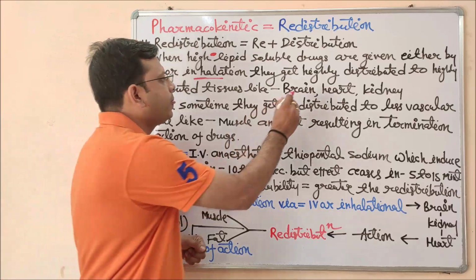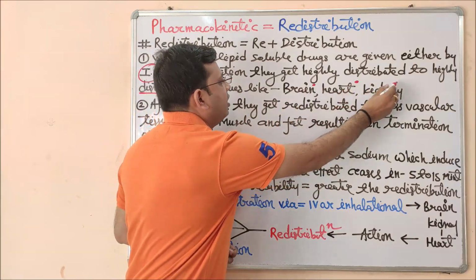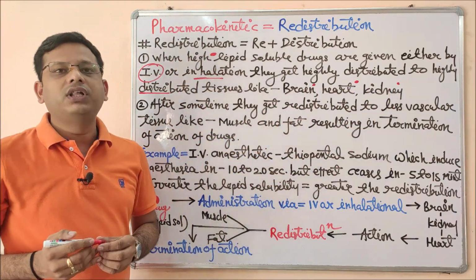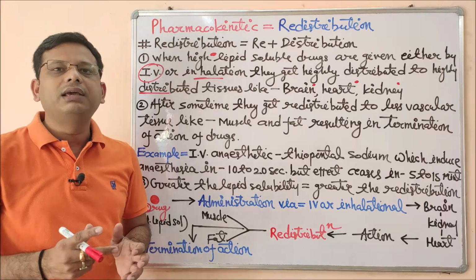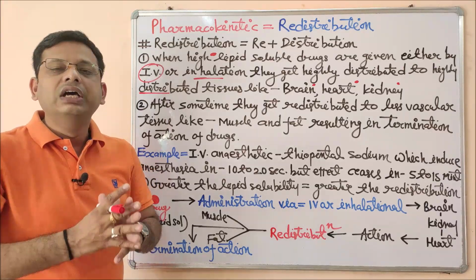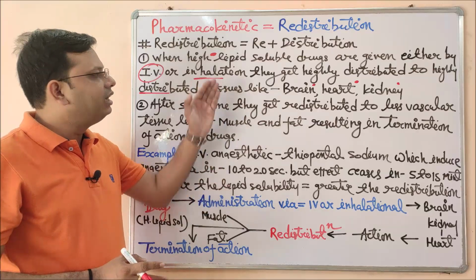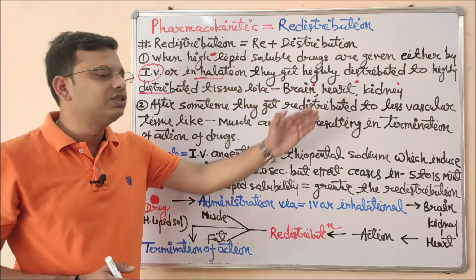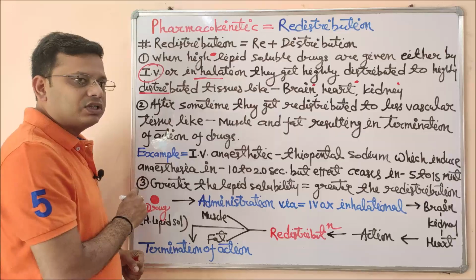These three organs, specifically brain, heart and kidney, are supplied with a large amount of blood so that they may receive a good amount of oxygen with the help of blood. So the drugs which are lipid soluble will be highly perfused to these three organs. So what is going to happen after some time?